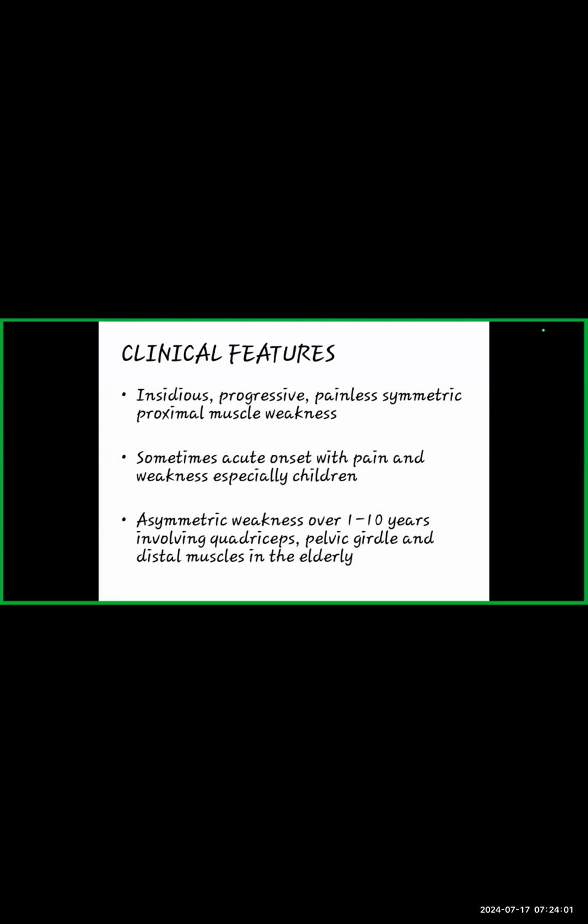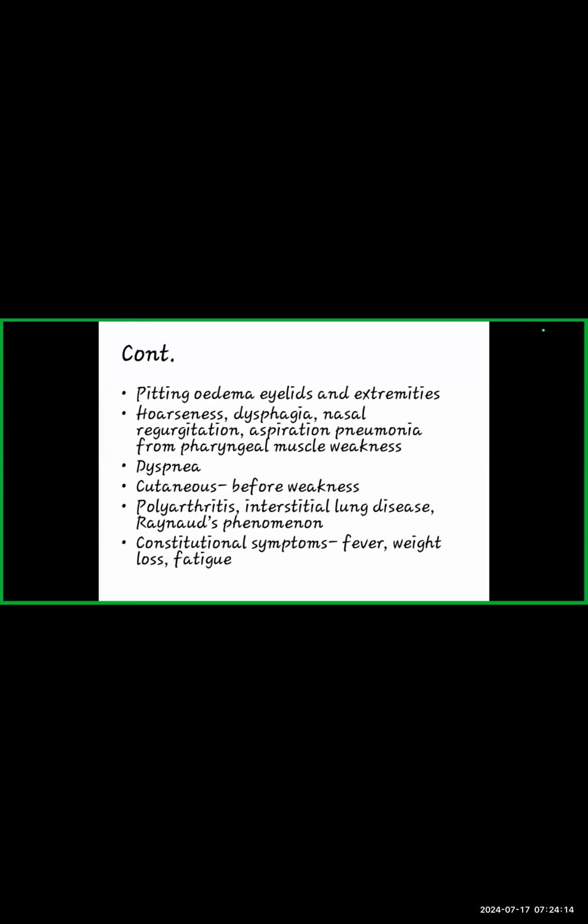The main clinical features that are found include insidious and progressive painless symmetrical muscle weakness, and then sometimes acute onset with pain and weakness, usually demonstrated in children. And apart from that, a patient that has inflammatory myopathies can also present with some other clinical manifestations, such as edema of the eyelids, hoarseness of the voice. All these clinical manifestations actually depend on the underlying etiology. It is the underlying etiology that will determine what other extra systemic manifestations will be presented by the patient.